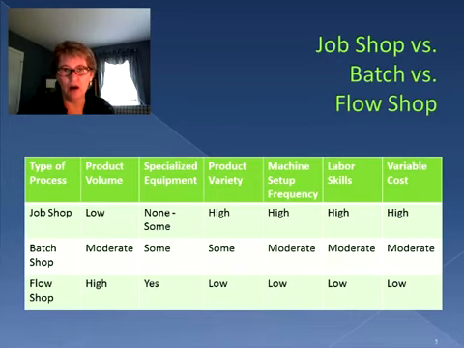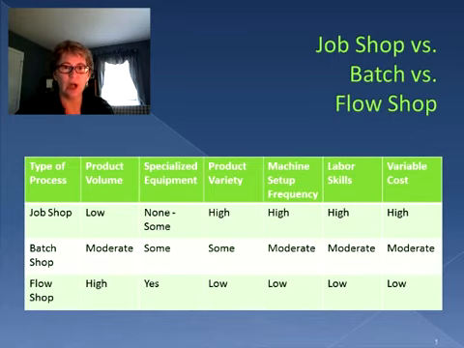We can't make a lot of it because we don't have specialized equipment, but we are able to make a lot of different kinds of products. But because of that, every time we make a different product, we have to keep setting up the machines. So we have a very high frequency on machine setup. And because the machines are more general purpose, the employees that work on those machines have to be very skilled because they have to be able to know how to make a variety of different products. And as a result, the variable cost is high as well.